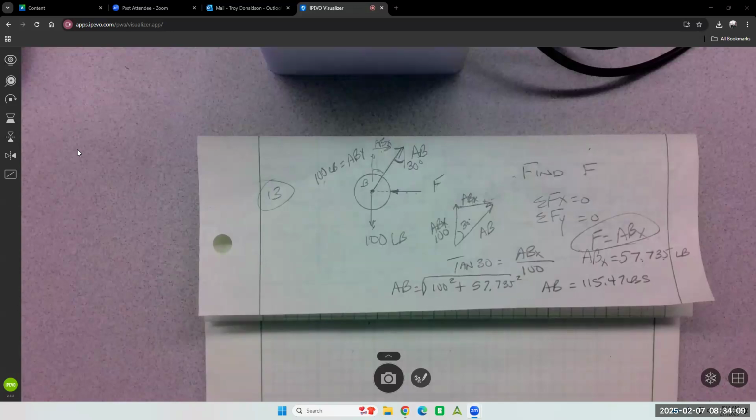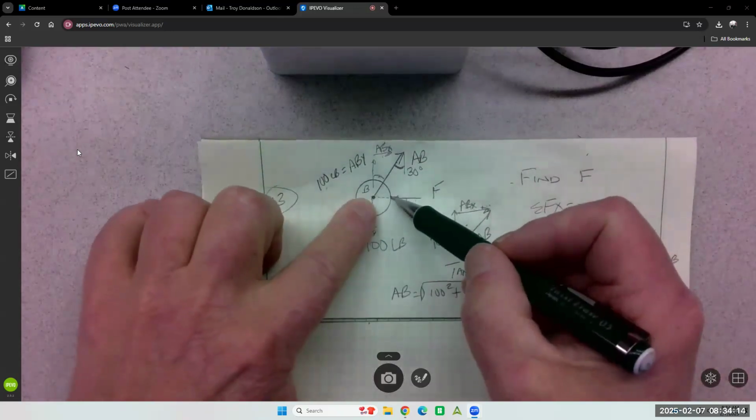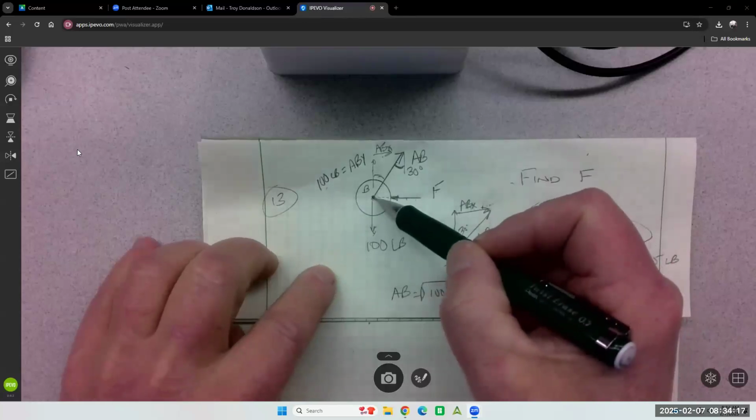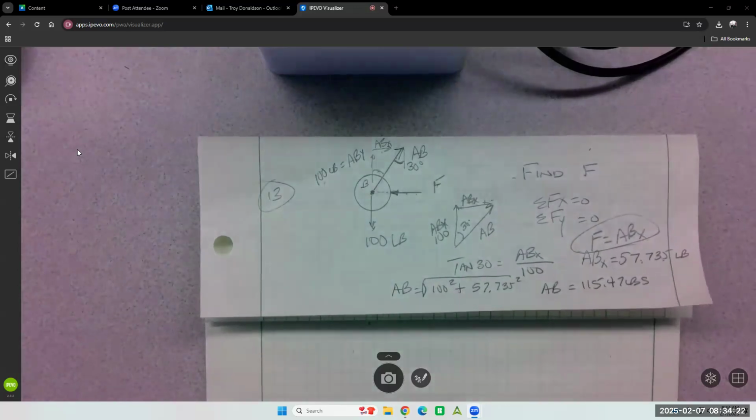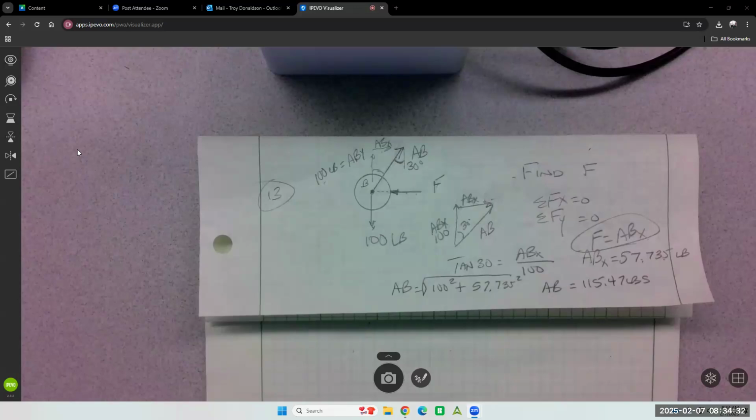No moments. It's a concurrent system. So even though this looks like it's a distance away, its line of action goes right through the point. Okay, so cable problems, lifting problems, dangling ball problem, I don't know what the heck that is. They're all concurrent, right? Floating in space. Question? Does that help? Yeah. So as long as the line of action goes through the middle. Yeah, that's right. And it can get really tricky.